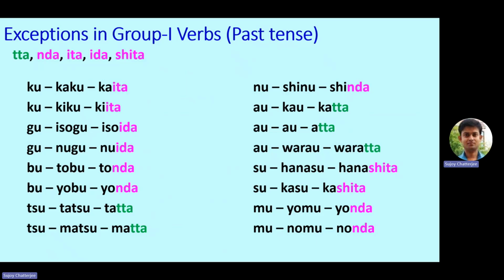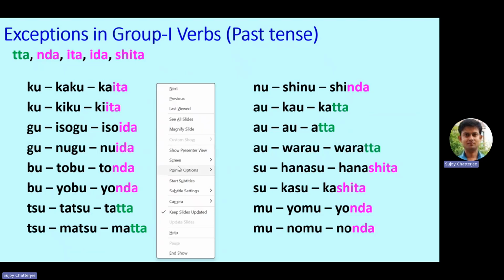So there is no rule. You can just memorize this based on the ending. Kaku and kiku end in ku. So these are the exceptions. Kaku becomes kaita, kiku becomes kiita. Both follow the same rule.